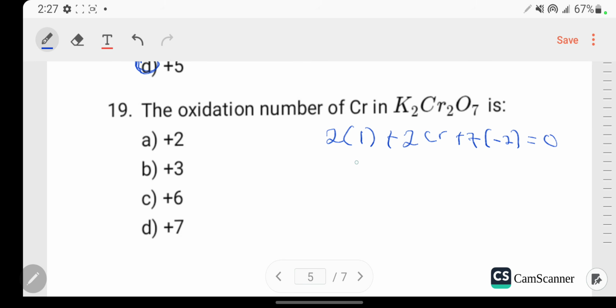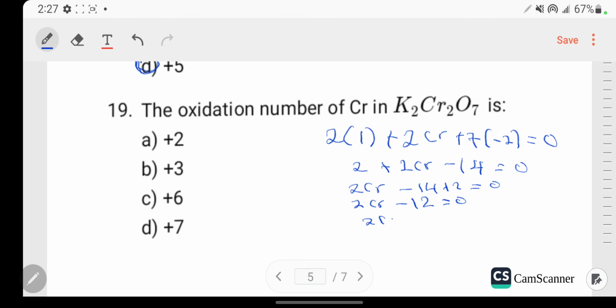So when we multiply, we have 2 by 1 is 2 plus 2 Cr, then minus 14 should be equal to 0. So we collect the like terms, so we have 2 Cr minus 14 plus 2 should be equal to 0. So we have 2 Cr, -14 plus 2 gives us -12 should be equal to 0. So 2 Cr should be equal to 12. Then we divide by 2, Cr should be equal to +6. So our answer for question 19 is C.